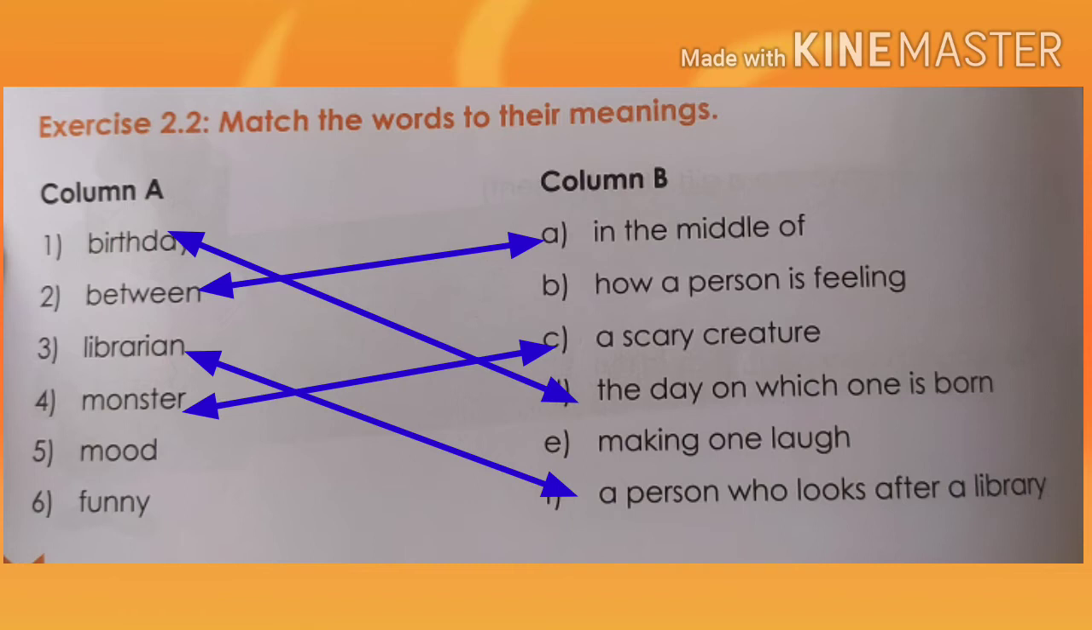Then in column A, next word is mood. So the meaning of mood is how a person is feeling. Option B in column B. So we have to match it. Then in column A, next word is funny. So the meaning of funny is making one laugh. Option E in column B. So we have to match it.